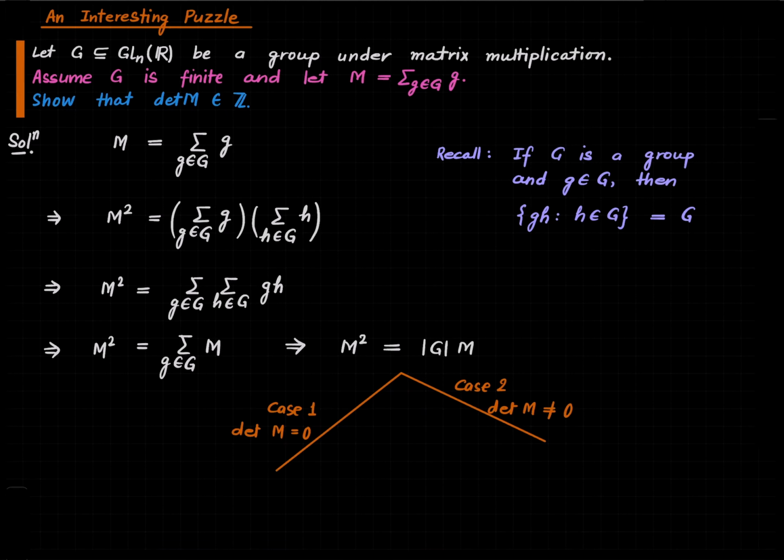In the first case, we are done because the determinant is then 0, therefore an integer. So here we are clearly done. And in the second case, you can just cancel M off, because if the determinant is non-zero, M is invertible, and hence we find that M is actually |G| times the identity matrix. So we have proven a little more than what was demanded of us. We just wanted to show that the determinant is an integer, but we end up showing that M is either singular or equal to |G| times identity.